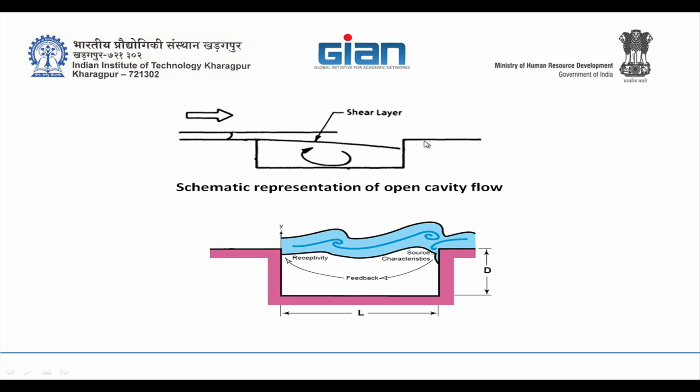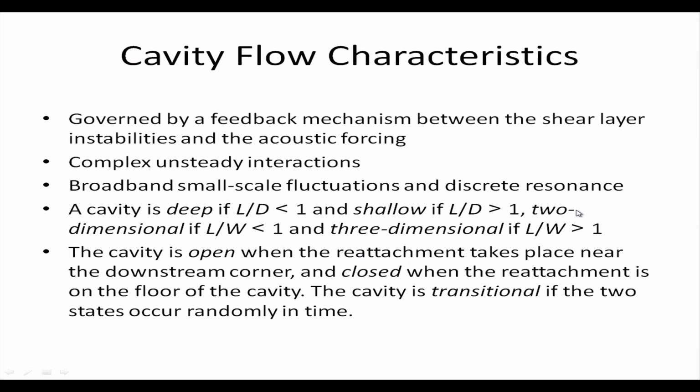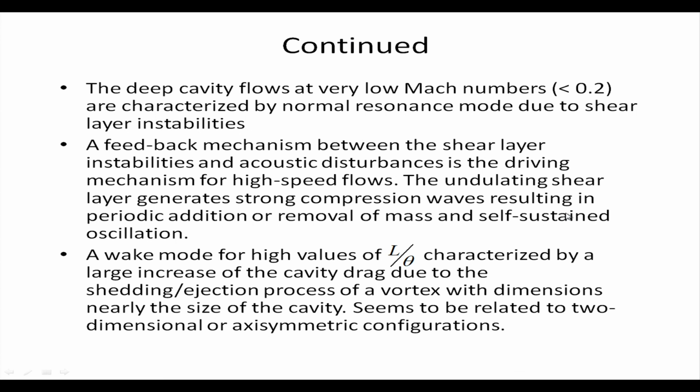When the length to depth ratio is more than 13, we usually find a closed cavity, but if it is less than 8 length to depth ratio, it is usually an open cavity. In between we find a transitional cavity, which randomly switches between open and closed cavity nature.